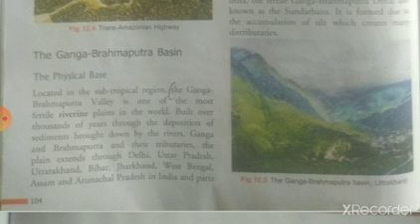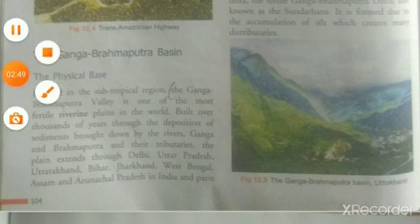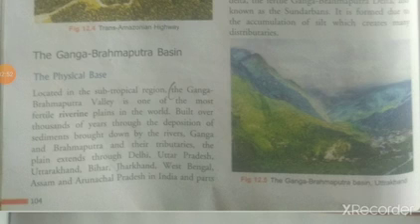It was built over thousands of years through the deposition of sediment brought down by the rivers Ganga and Brahmaputra and their tributaries. The plain extends through Delhi, Uttar Pradesh, Uttarakhand, Bihar, Jharkhand, West Bengal. This is the area of the Ganga, and for the Brahmaputra, Assam, Arunachal in India, and part of Nepal, a little part of Bhutan and Bangladesh also.